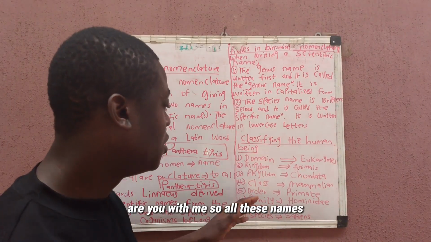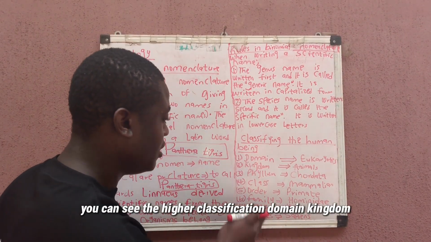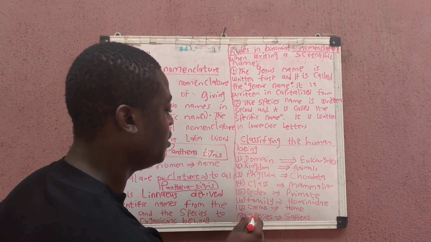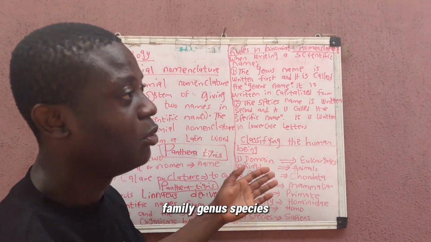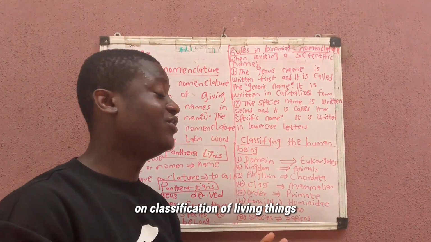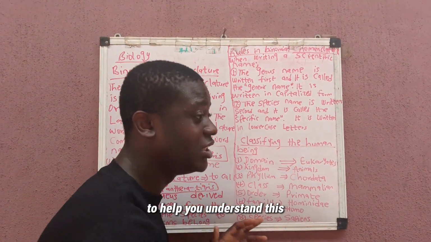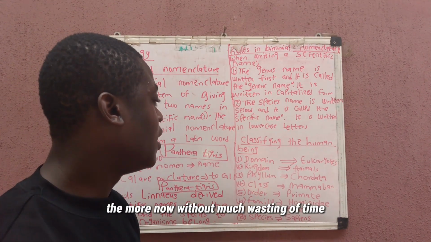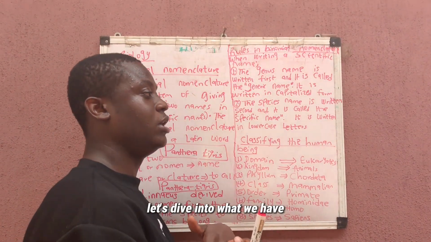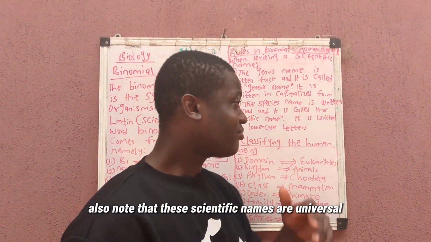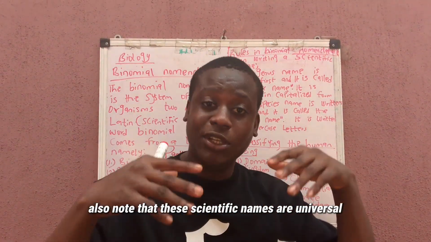Are you with me? So all these names, you can see the hierarchical classification: domain, kingdom, phylum, class, order, family, genus, species. You can go back to our previous lectures on classification of living things to help you understand this the more. Now, without much wasting of time, let's dive into what we have. And also note that these scientific names are universal.